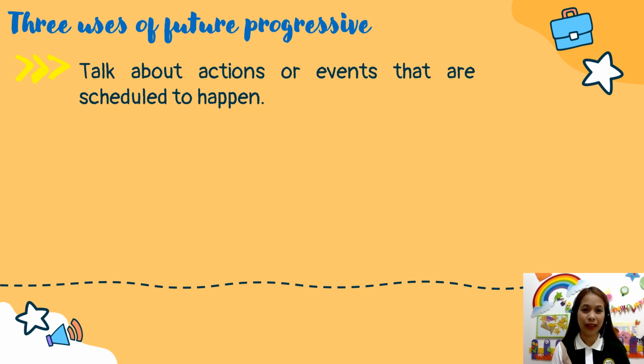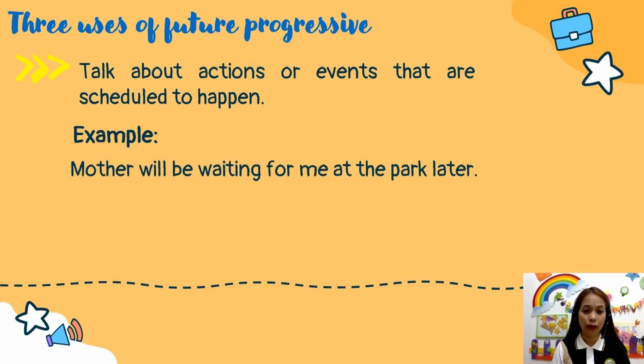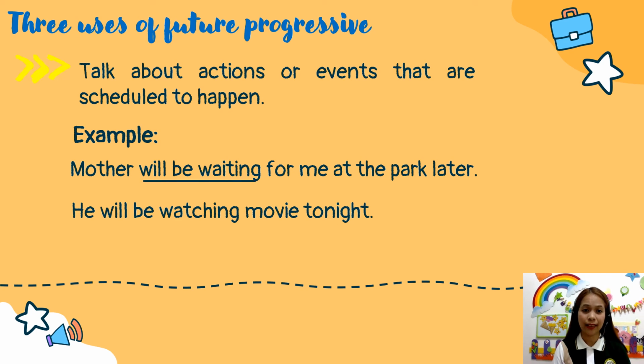Okay, so the other one, to talk about actions or events that are scheduled to happen. Example, Mother will be waiting for me at the park later. He will be watching a movie tonight. Will be waiting and will be watching are both in future progressive form. This is the action that he is scheduled to do in the future, and there is a specific time. Okay?